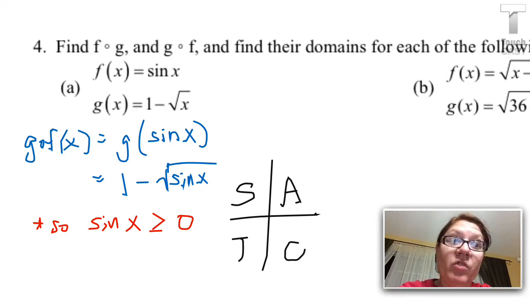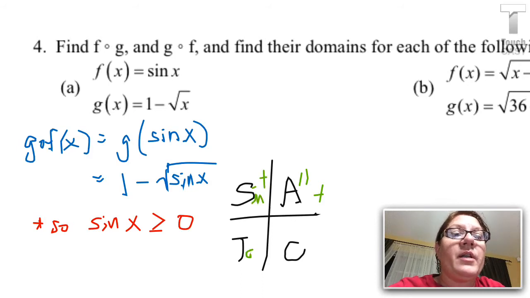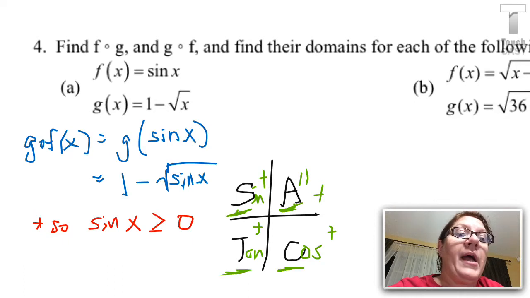Okay, before you so rudely cut me off in the last video, yeah, you heard me right. "All Students Take Calculus" is how you remember the signs in each of the quadrants for your trig functions. In the first quadrant, all of them are positive. In the second quadrant, sine is positive. In the third quadrant, tangent is positive. And in the fourth quadrant, cosine is positive.